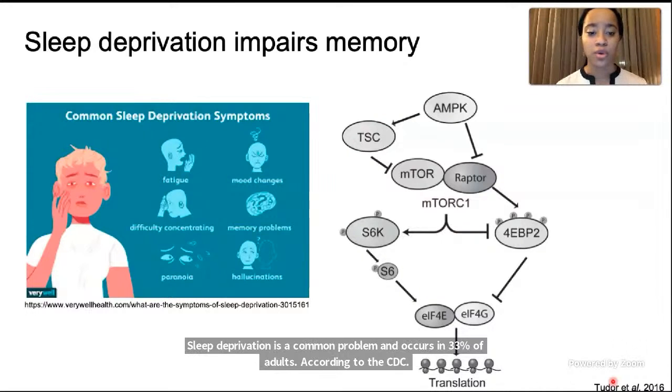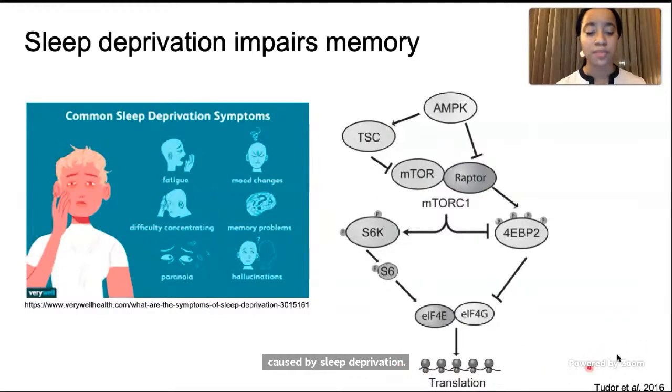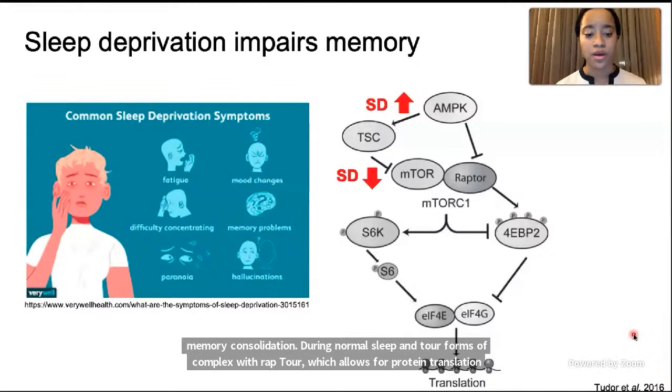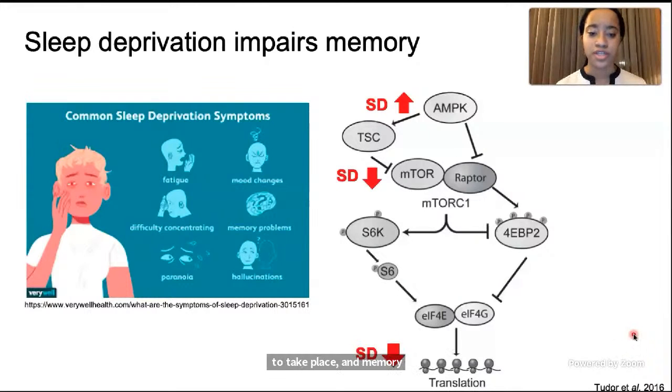During normal sleep, mTOR forms a complex with raptor, which allows for protein translation to take place and memory consolidation to move forward. However, during sleep deprivation, the activation levels of the regulatory molecule AMPK are increased. This decreases the activation levels of mTOR. This then causes translation to decrease, which then means that memory consolidation cannot take place.